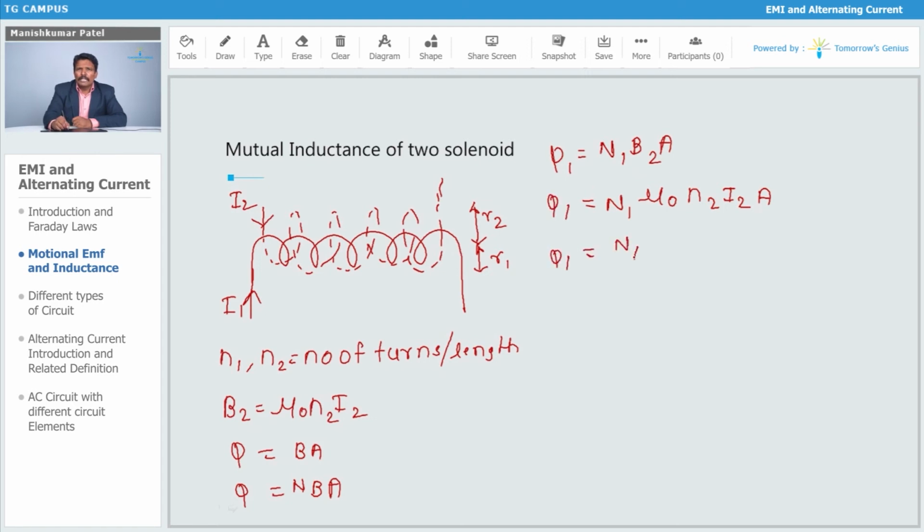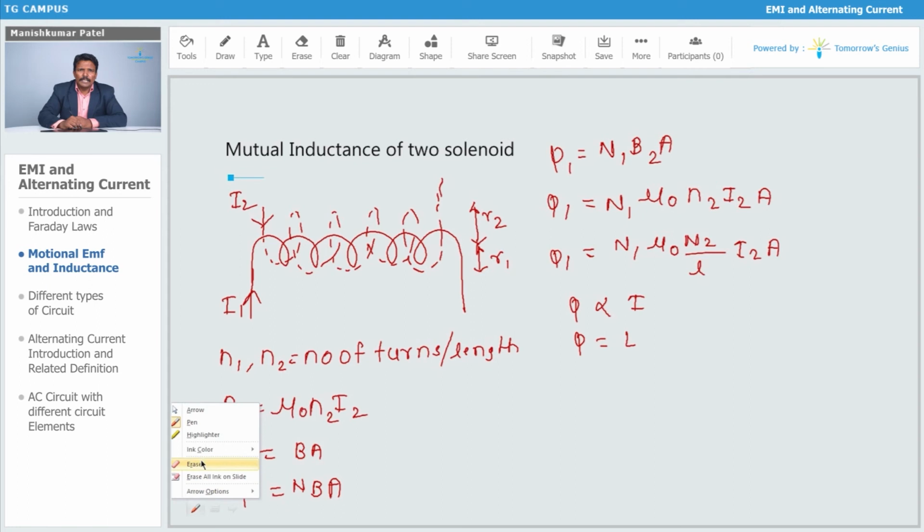Further I can simplify: this is N1 mu 0, N2 is the number of turns per unit length upon the length of that solenoid, again I2 into A. So this is the value of your phi1. Now again we know that phi is proportional to I. So phi is equal to, in terms of that mutual inductance, which we are just going to denote by M12.